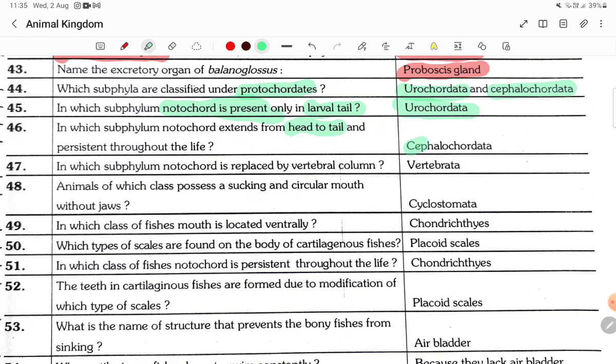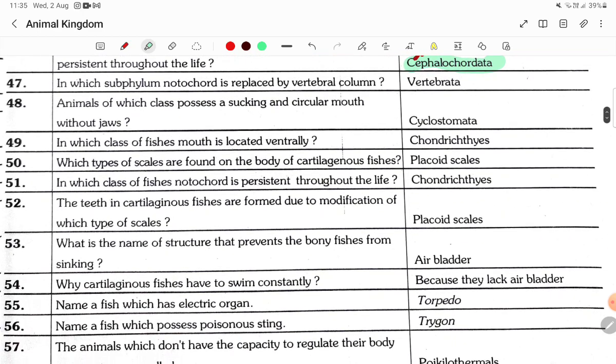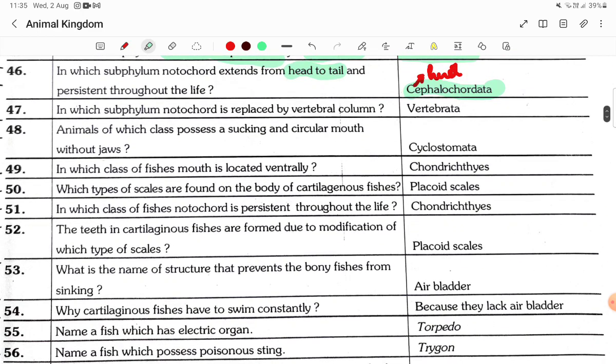This is Cephalochordata. Whenever the word cephalo comes, it means the talk is about the head. Cephalo means head. So if the notochord is persistent from head to tail, that is Cephalochordata. Question number 47: in which phylum is the notochord replaced by the vertebral column? Phylum Vertebrata. Question number 48: animals of which class possess a sucking and circular mouth without jaws?